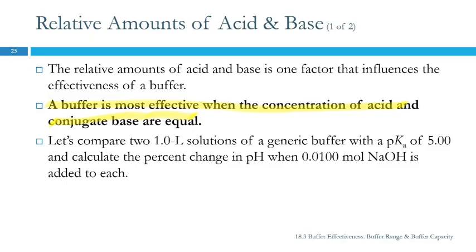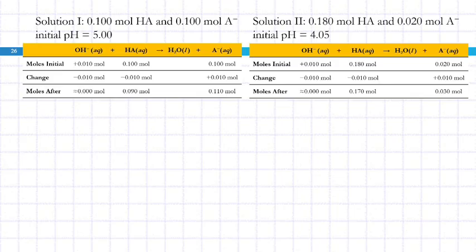So let's compare two 1-liter solutions of a generic buffer. The pKa is 5. And we're going to calculate the percent change in pH when we add 0.01 moles of sodium hydroxide. It's set up here for us to save a little time. We've got 1 liter of buffer, so it's 0.1 moles of HA, 0.1 moles of A minus.